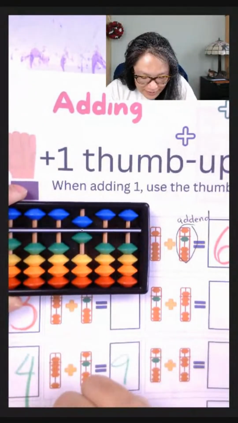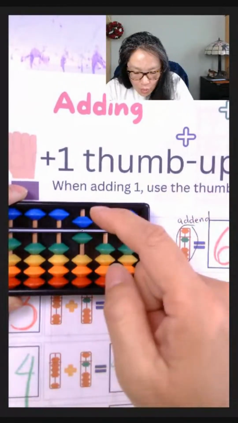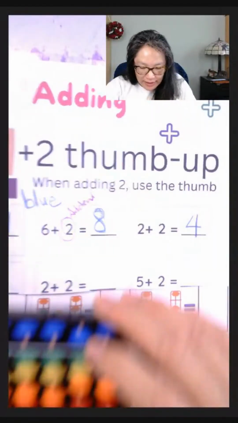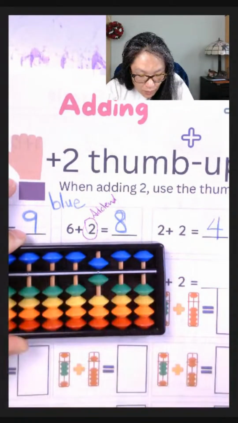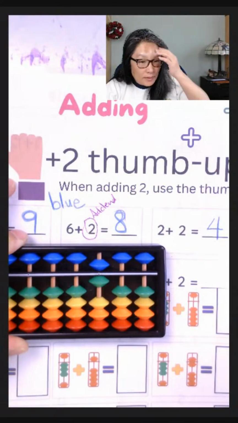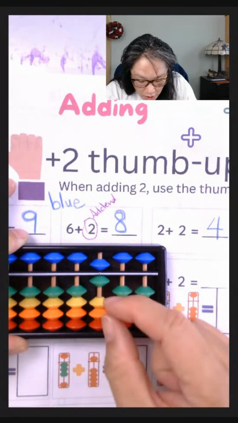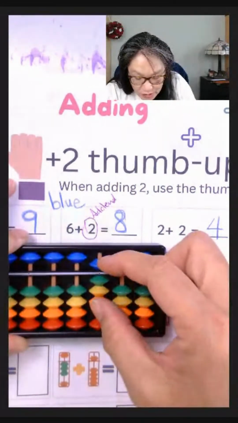Notice that I go to the horizontal bar when I add. So then, let me do it again. Here is two. I have six on my abacus. What I want to do is add two. Can I add the two? Yes, I can add the two. I add one, two, and I go up like that. So what is my answer? My answer is now eight.